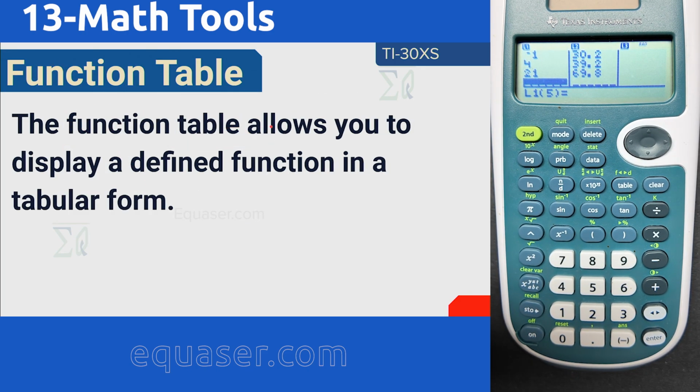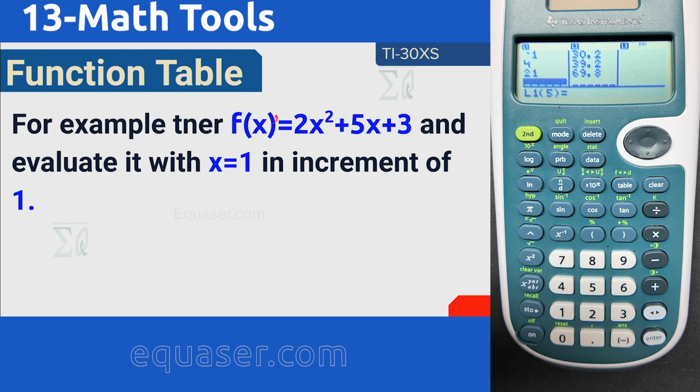The function table allows you to display a defined function in a tabular form. For example, you can have f of x, 2x squared plus 5x plus 3, and evaluate it with x equal 1 in an increment of 1, or x equal whatever value you want. So start with x equal 1.